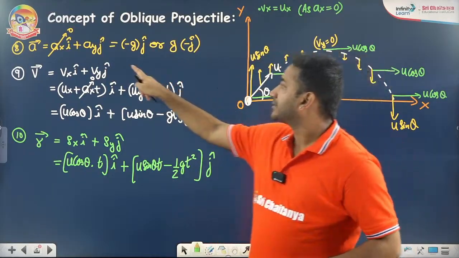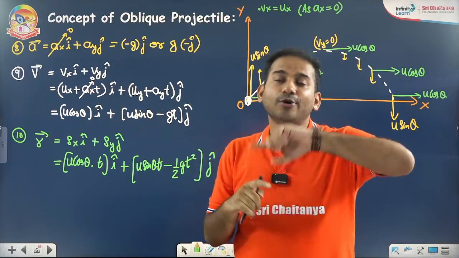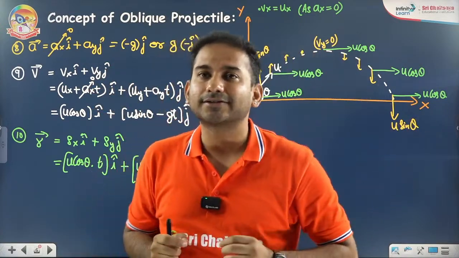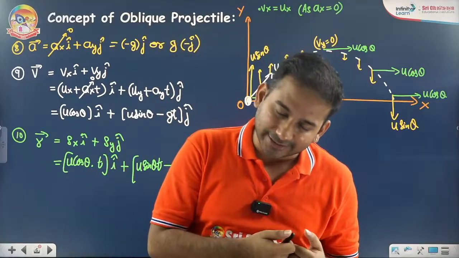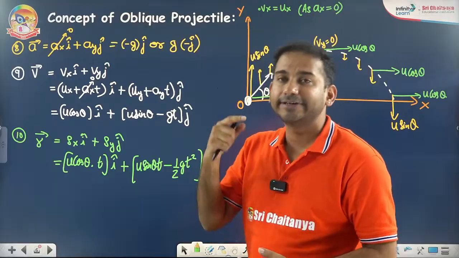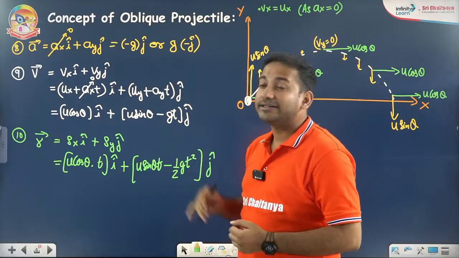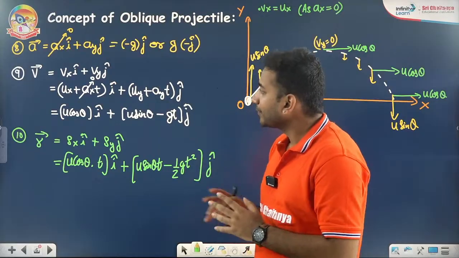So, the 8th part is what I taught yesterday, acceleration as a function of time. Throughout its journey, the only acceleration the body is feeling is gravity, and that too along the downward direction, or you can say minus j cap. So what you have got here is g in minus j cap.